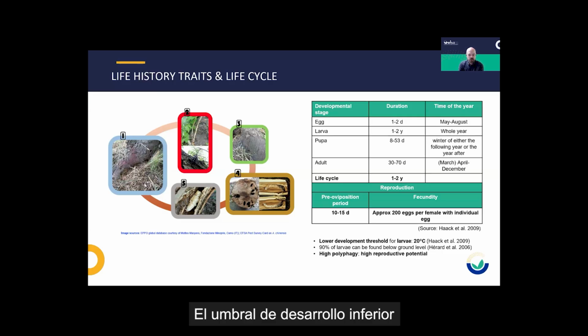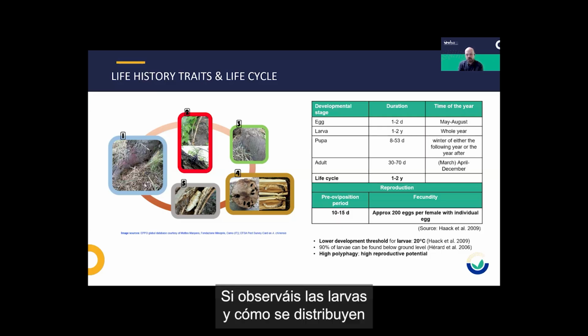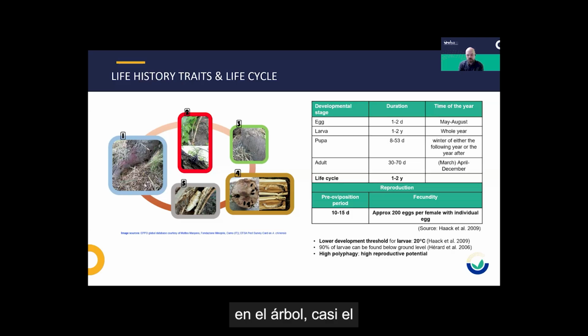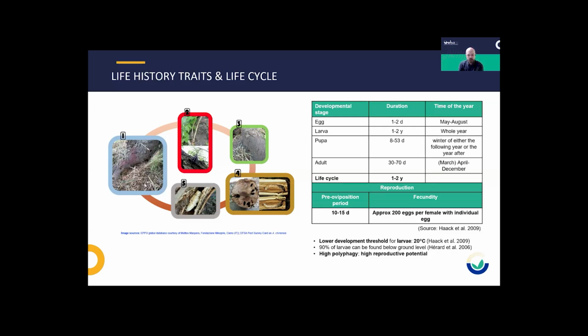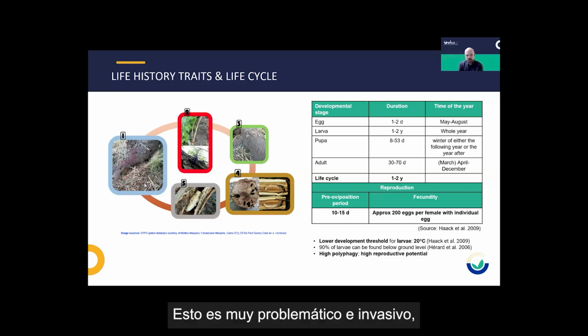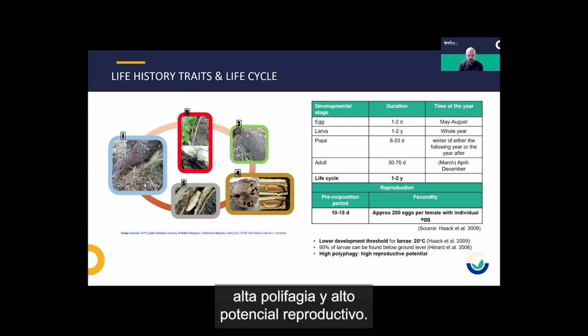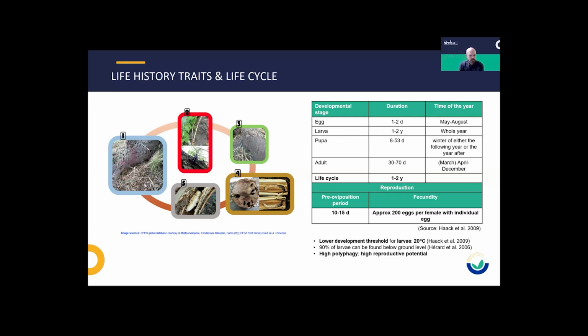The lower development threshold of larvae is 20 degrees Celsius. If we look at how the larvae are distributed in the tree, 90% are found below ground level. It is very problematic and invasive, especially because of its high polyphagy and high reproductive potential.